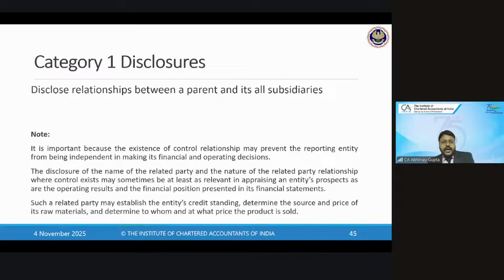Now, what other disclosure is required by category 1? Disclose the relationships between the parent and all its subsidiaries. So I need to disclose two things. Number one, earlier I was talking about my parent and the ultimate parent. Now I'm talking about the downward chain, all my subsidiaries. All subsidiaries need to be disclosed mandatorily even if there are no transactions. Is that clear?